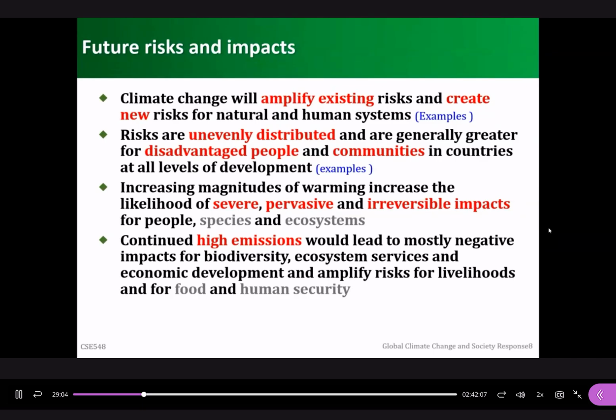And the continued high emissions will lead to mostly negative impacts for biodiversity, ecosystem services, and economic development. It means if we continue to increase the emission of carbon dioxide, in general, the impacts are negative. So in this class, most of the impacts we discuss are negative. There is only a small part of the impact that is modestly positive.